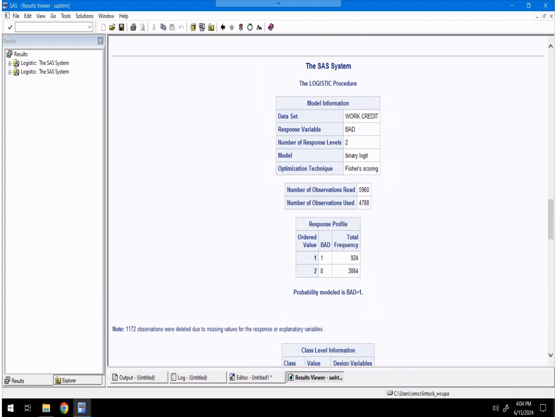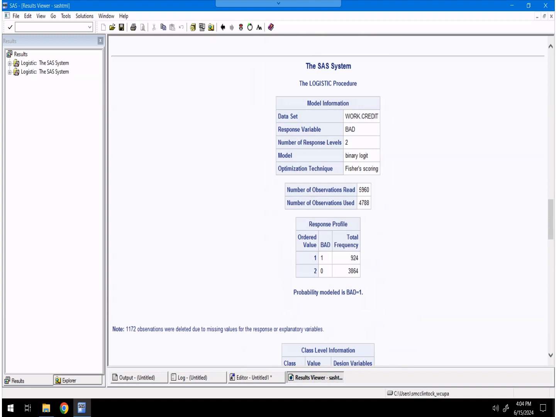Notice I have the response profile section. So that tells me that, of the remaining data, I have 924 people who did not pay back their loans. I have 3,864 who did pay back their loans. That's pretty common in these types of data sets, that the rarer outcome is defaulting, because in general people do pay back their loans. So it's nice to hear about human beings.